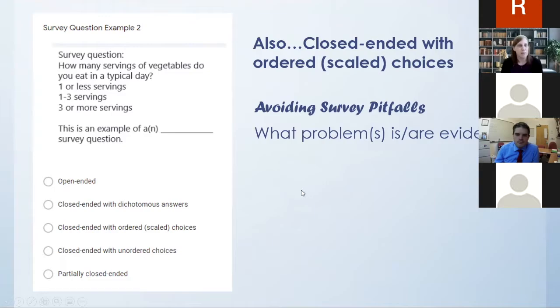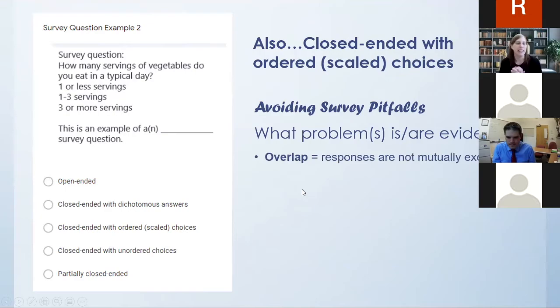You're like, what? I didn't come for a test. This one is overlapping. This is super easy to do. If you look at this, if you consumed one serving, where do you put your response? Because you could either put it in the first answer, which is one or less servings, or you could put it in the second one.